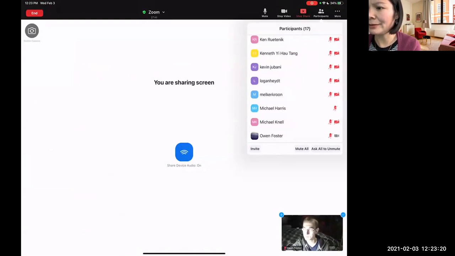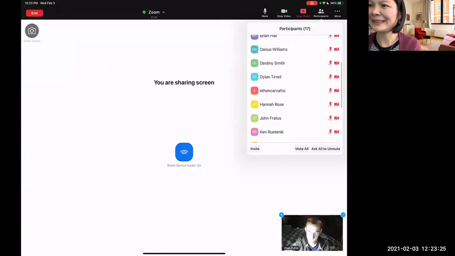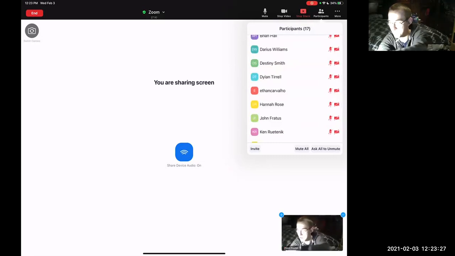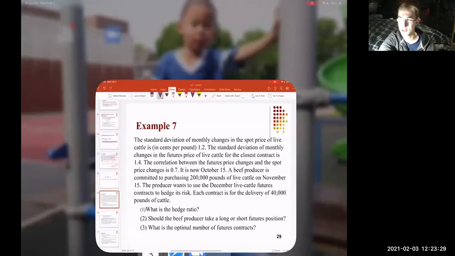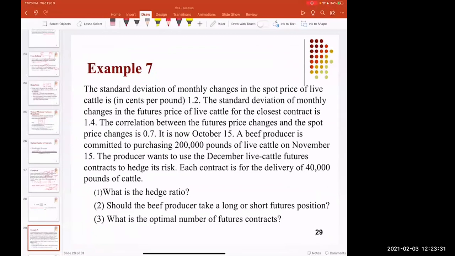How about Owen? Yes, Professor. I got 0.6 as the optimal hedge ratio. Okay, so let me see, 0.6. Okay, so let's do it together. You tell me what number you use for hedge ratio.